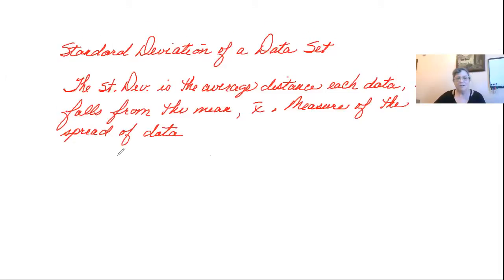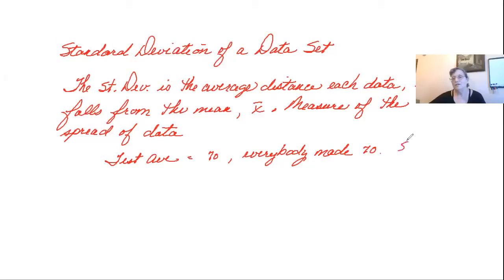For instance, say that I give a test and the test average is 70, and everybody in the class made a 70. Well, that means your standard deviation is going to be 0.